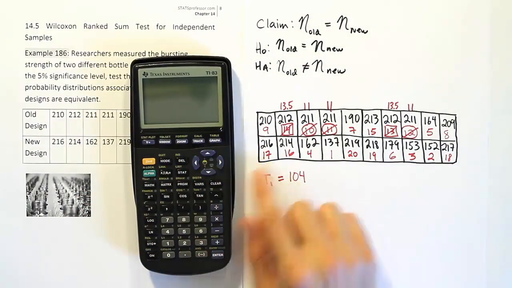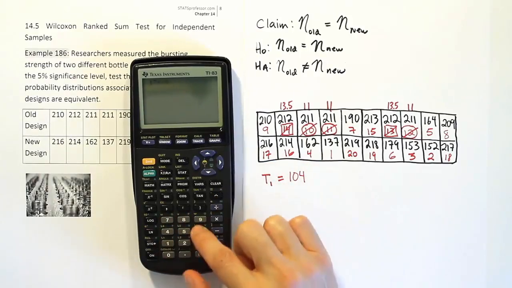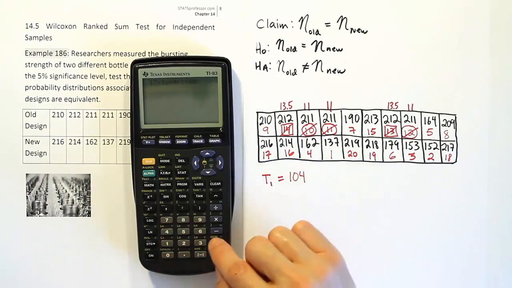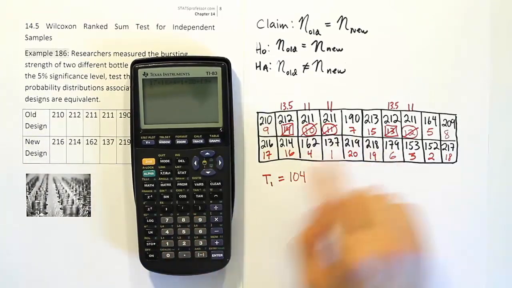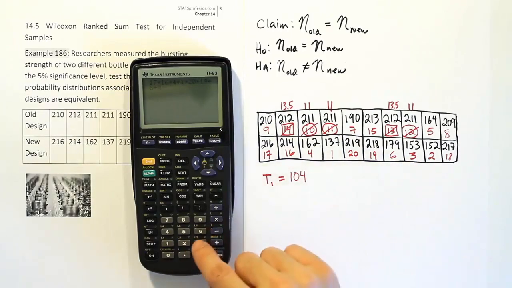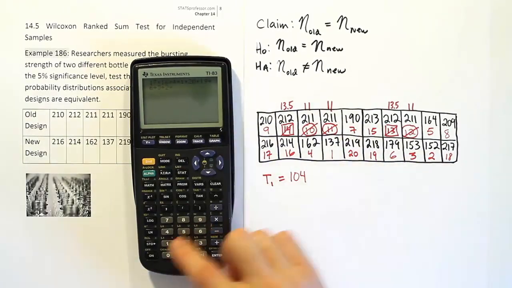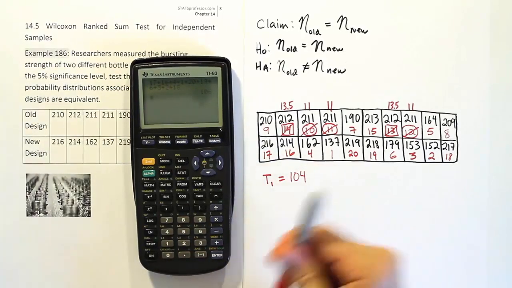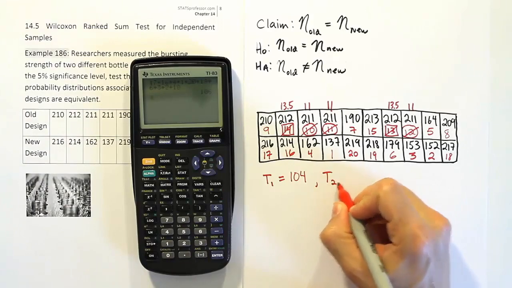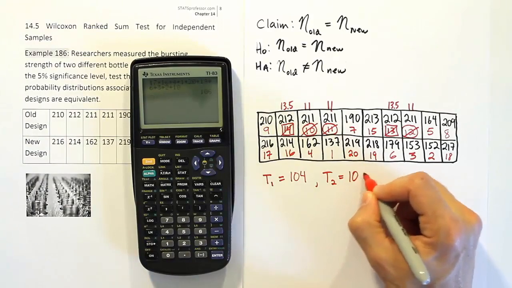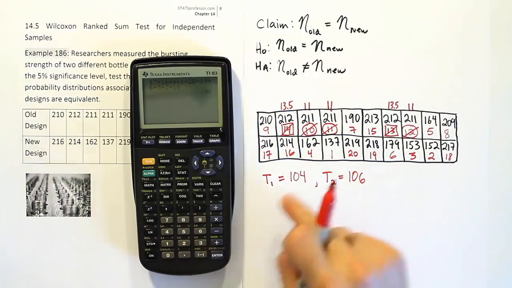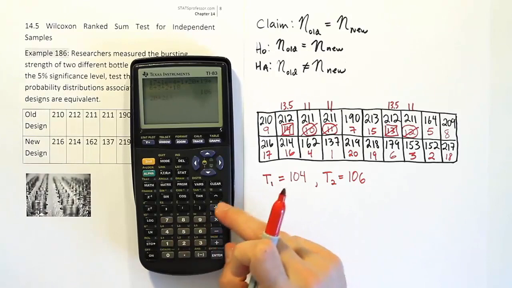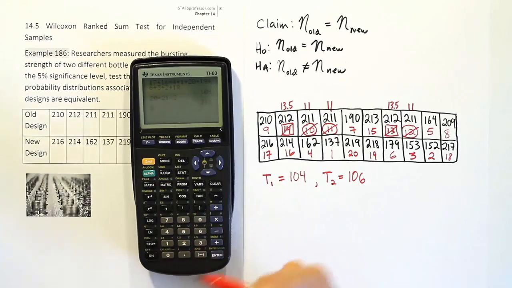Let's just check that. So I'm going to do 17 plus 16 plus 4 plus 1 plus 20 plus 19 plus 6, right? Plus 3, plus 2, plus 18. Okay, so if I add up all that, I get 106, right? So we'll say that T2, the rank total for the second row, is 106. If I add those together, of course, I'll get 210, right? What is 20 times 21 divided by 2? You get, of course, 210.